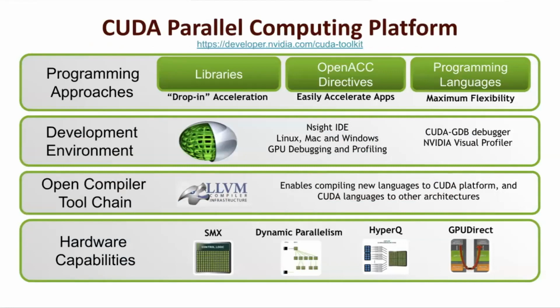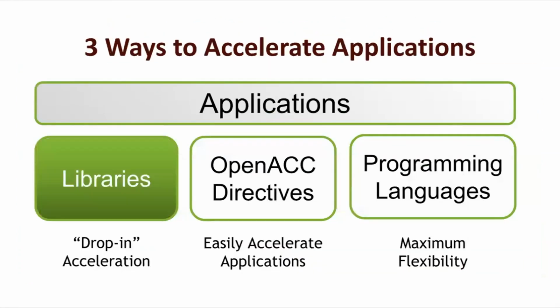So for the CUDA parallel computing platform, there are multiple levels. You have a hardware part, you have the open compiler toolchain, you have the development environment, and you have programming approaches. Today we'll be focusing on three programming approaches at the top. The very first one is to use libraries. The libraries, as I mentioned, are highly optimized by NVIDIA software developers, and they have access to the latest developments in the hardware. They know exactly what they need to do.